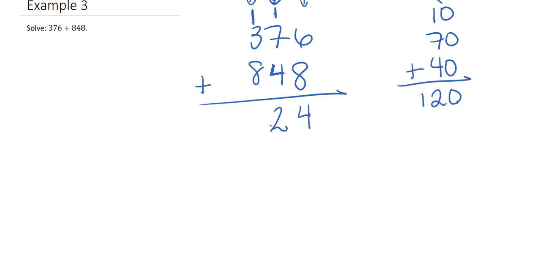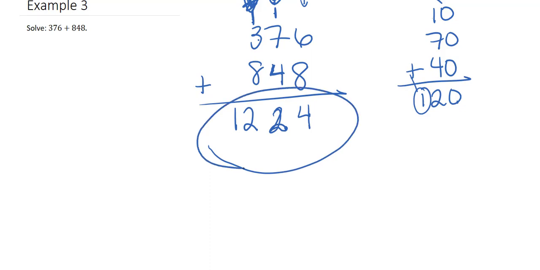here. So we put the 2 below, and then we're going to carry this 1, which goes right here. So now we have a 1 plus 3, so that's 4, plus another 8, which would be a 12. So we have 1,224 as our final answer.